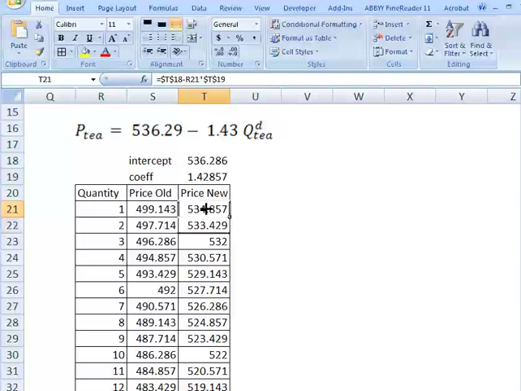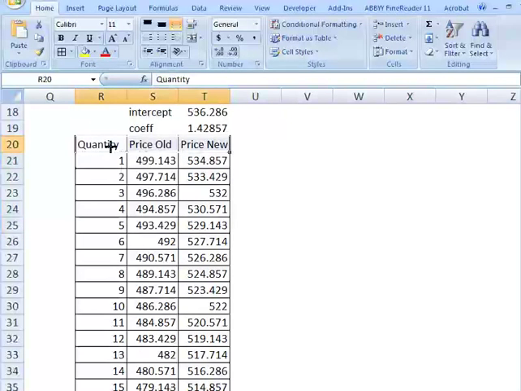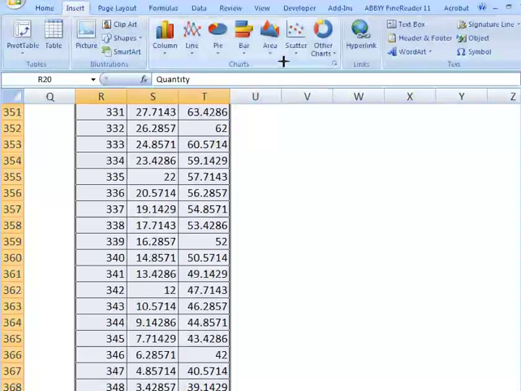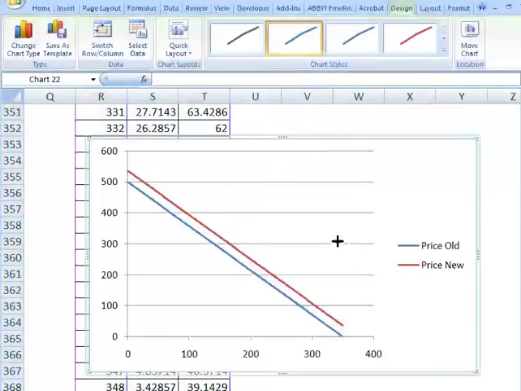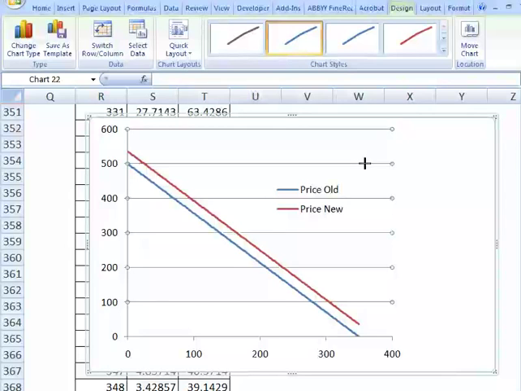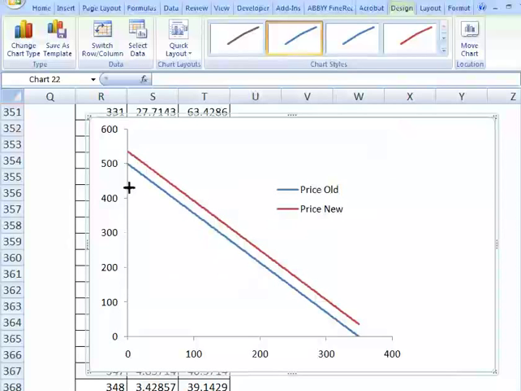Now how do you find out how the change has happened? Let us see. We create the data, then we create a scatter plot and this is the scatter plot that you find. So it is not something magic. This was your earlier demand curve, the price old, and because of the changes your demand curve has shifted. This is when the demand curve shifts to the right.